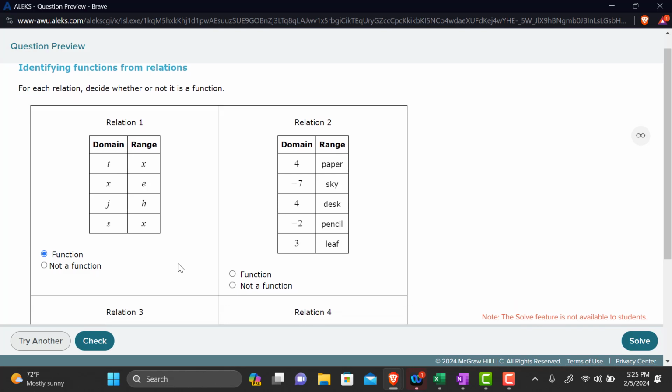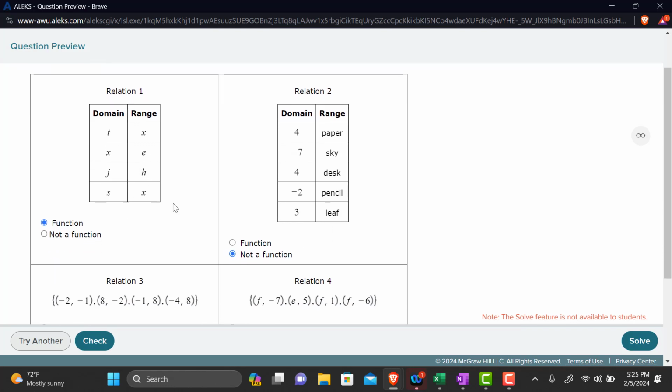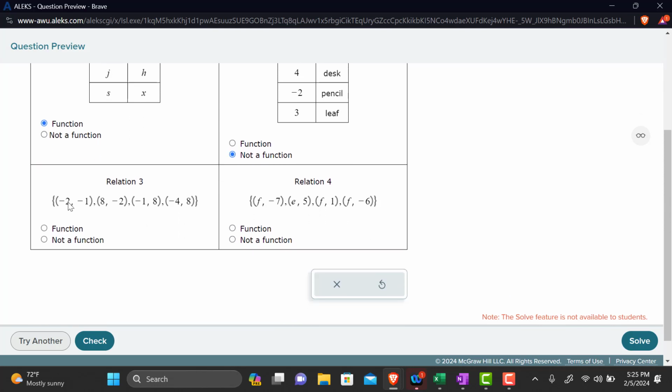We're going to contrast that with relation number 2 over here. You'll notice that 4 somehow gets mapped to paper, but 4 is also getting mapped to desk. This shows that one input in our domain has two different outputs, paper and desk, in our range, and because of this, it is not a function. So this is showing it in a nice table format. You can also see it in this paired set format.